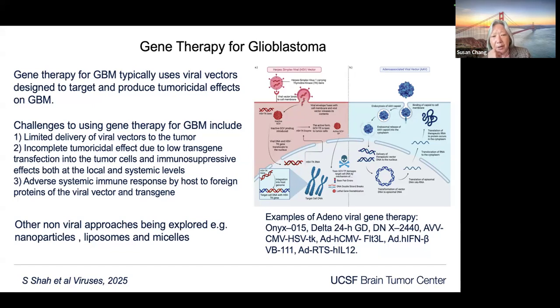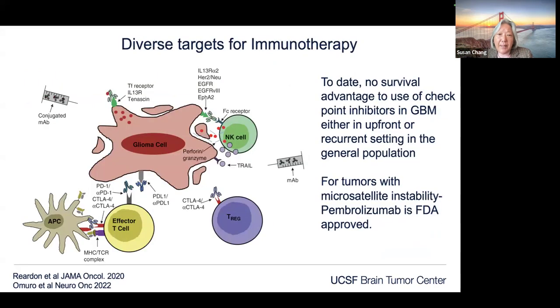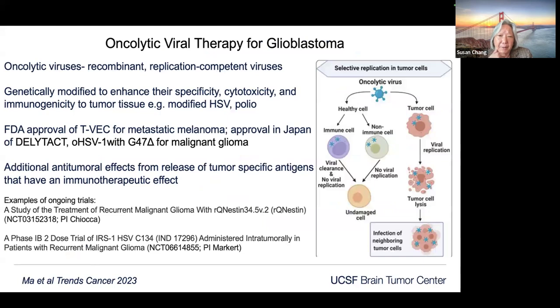In addition to using viruses to deliver these types of genetic therapies, there are also many non-viral approaches being explored, for example, nanoparticles, liposomes, and micelles. And when we think about immunotherapy, there are so many diverse targets that are appropriate to evaluate. But unfortunately, to date, there is really no survival advantage to the use of checkpoint inhibitors, something that has been shown to be very effective in other solid cancers like melanoma and lung cancer. For tumors that we know have microsatellite instability, we can use a checkpoint inhibitor in that particular subgroup of tumors. Oncolytic viral therapy for glioblastoma.